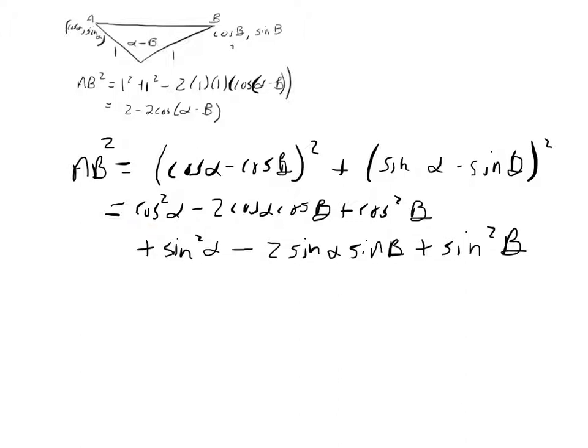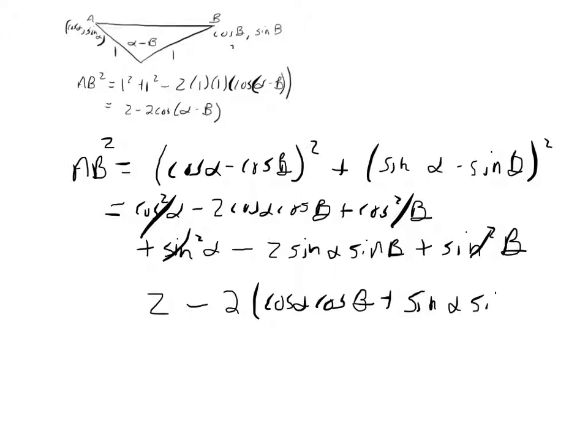And note what happens here. We've got a cosine squared alpha plus sine squared alpha, and we have a cosine squared beta plus sine squared beta. Sine squared plus cosine squared equals 1, so we get a 2 out of that. And then if we combine the other two terms and factor out a negative 2, we get 2 minus 2 times cosine alpha cosine beta plus sine alpha sine beta. And that is what AB squared is equal to.